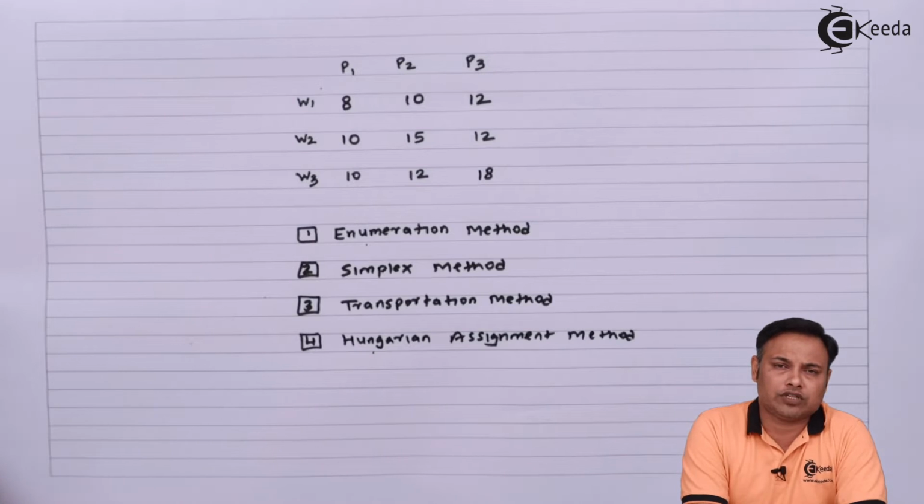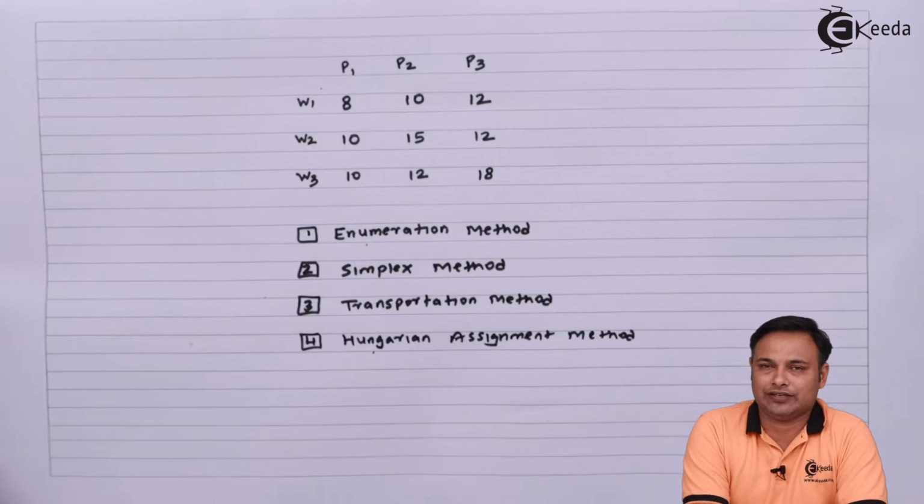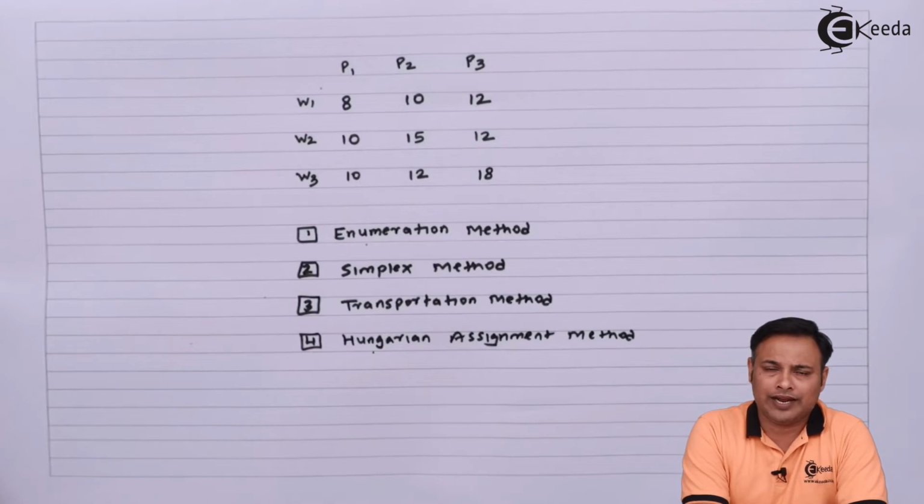Now I'll come back to the fourth method, which is the most popular method under assignment technique, called the Hungarian assignment method, popularly called HAM. This HAM method is used to solve most of the problems under assignment because this is the most appropriate, most scientific and foolproof method under assignment. Let's talk about the Hungarian method first.